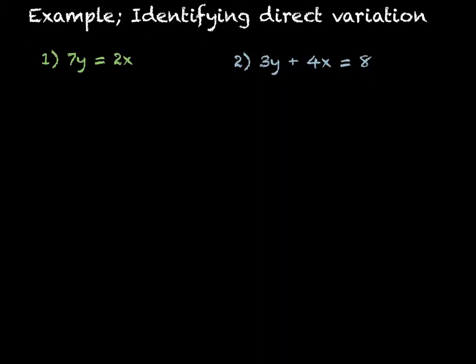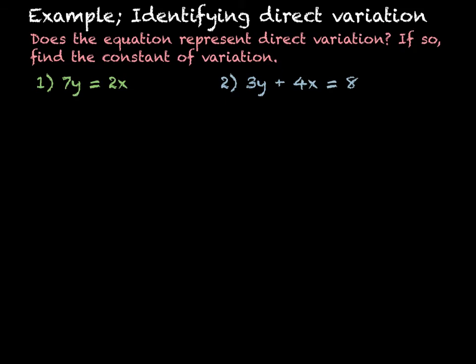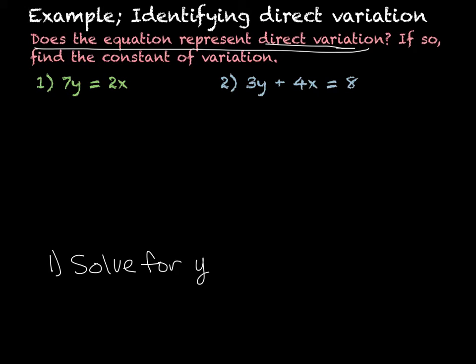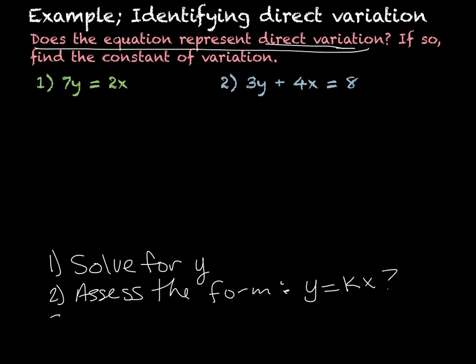So in these first examples, we want to identify if it is direct variation, and if it is, then find the constant of variation. So this first example, we have 7y equals 2x. In order to find if it is direct variation, the first thing we have to do is solve for y. And then assess the form. Does it look like y equals kx? And then 3, if it is, identify k.